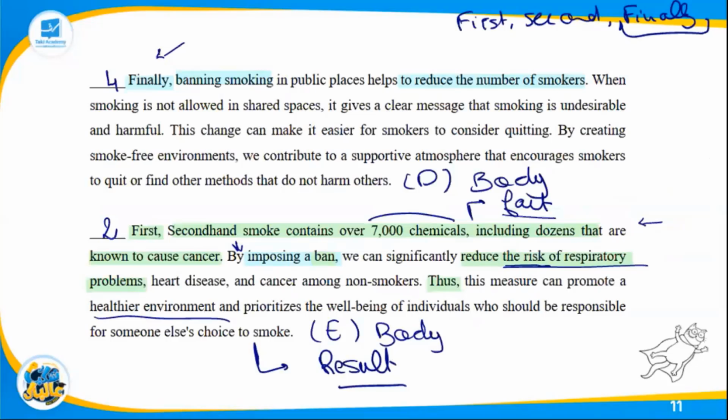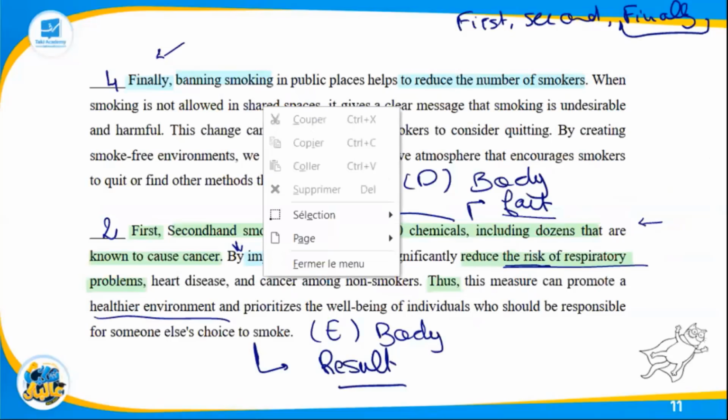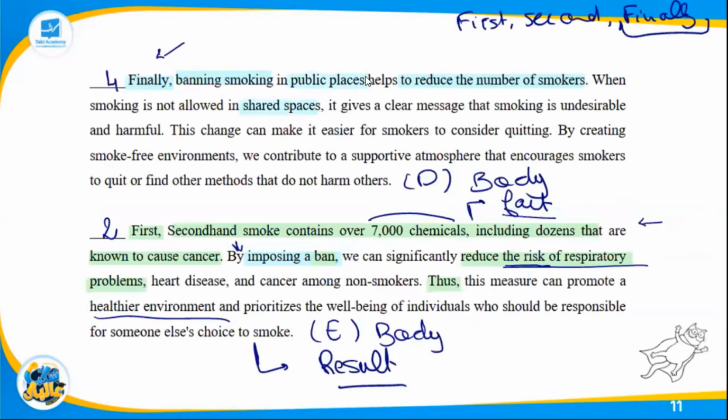When smoking is not allowed in shared spaces, another synonym for public places, or public areas, it gives a clear message that smoking is undesirable and harmful. This can make it easier for smokers to consider quitting. As usual came the result. By creating smoke-free environments, we contribute to a supportive atmosphere that encourages smokers to quit or find other methods that do not harm others.